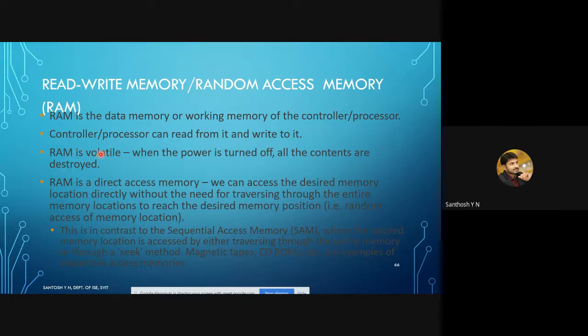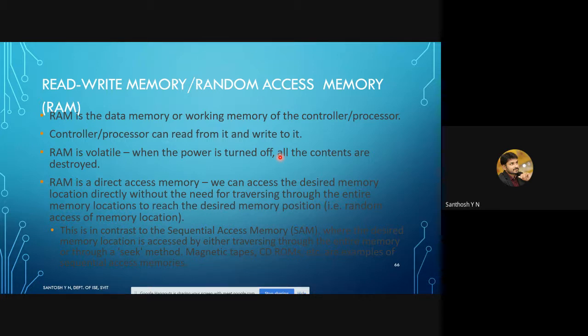A RAM is volatile. When the power is turned off, all the contents are destroyed. Just now in the previous video, we discussed NVRAM, right? That is a non-volatile memory. So this RAM is just the contrast of that. RAM is volatile, meaning whatever contents are there in the memory will be destroyed once the power is turned off. That's why, in order to provide power, we use a minute battery in the case of non-volatile RAM, right?